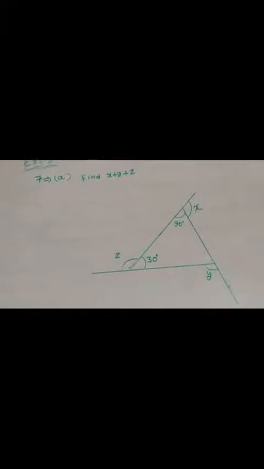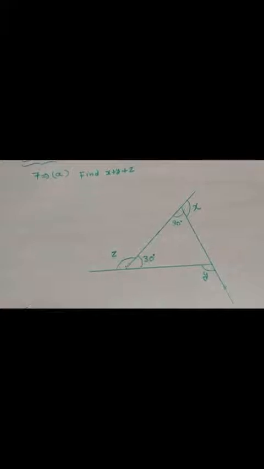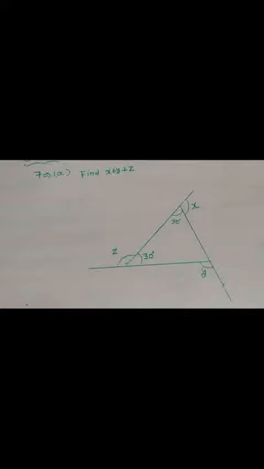Now we are going to solve the next figure. This is question number 7, part A. Find x plus y plus z. Look at this figure. The angles are 30 degrees and 90 degrees, and this is x, angle y and z. So first we find the values of x, y, z, and after this we sum them. Then we find the value of x plus y plus z.